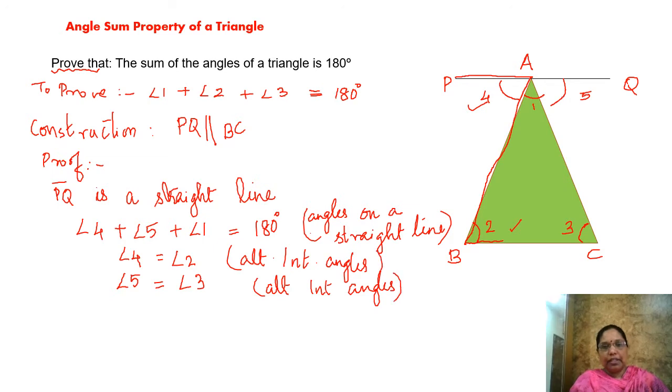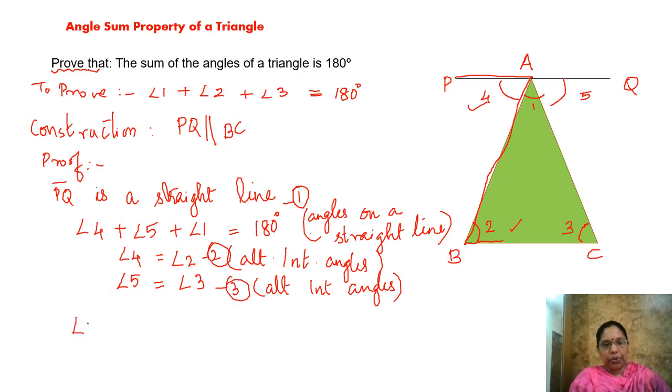So you see here, this equation I name as 1, here I name it as 2, and this one I am naming as 3. Now in place of angle 4, I'll put angle 2, since angle 4 is equal to angle 2. Angle 5 is equal to angle 3. So from 1, 2 and 3, what do I get? In place of angle 4, I am writing angle 2, and in place of angle 5, I am writing angle 3.